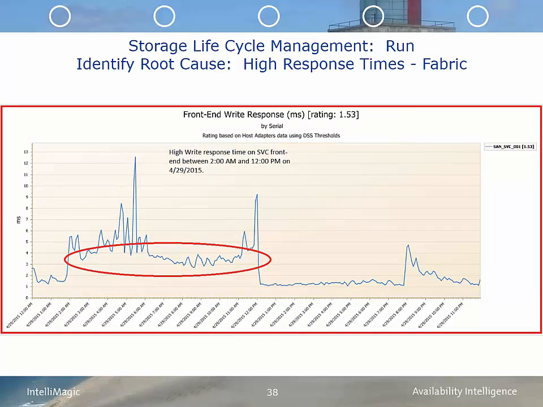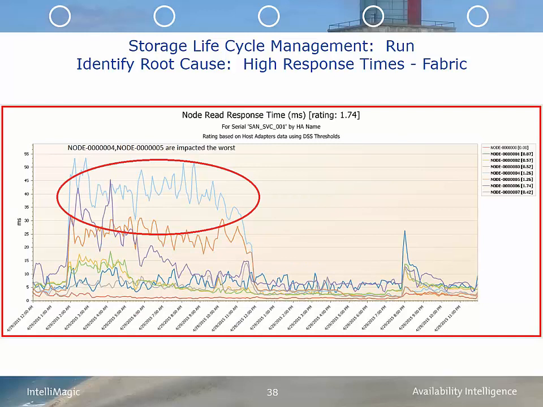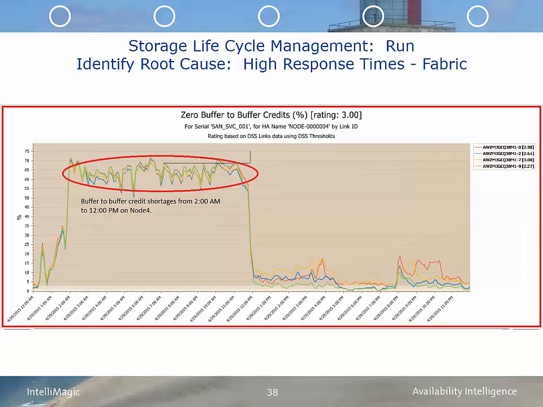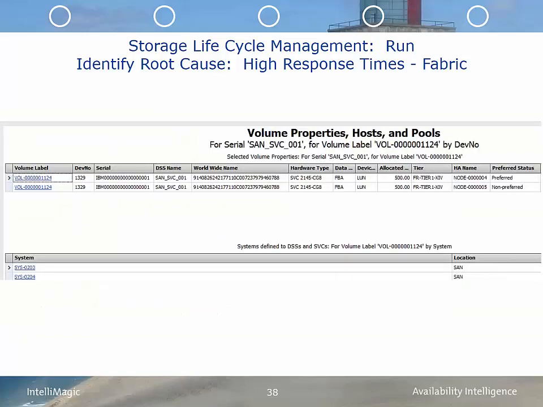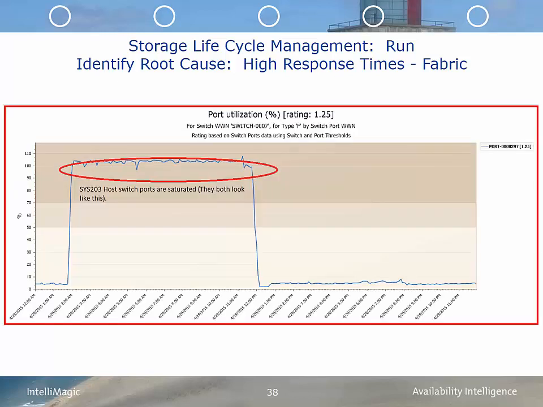Drilling down to the individual IBM SVC nodes, we could see that node 4 and node 5 were the most impacted by the read response time. Drilling down to node 4's ports, we can see significant buffer-to-buffer credit shortages during the same time period. We also noted a subset of the volumes had extremely high read response time. These volumes were all associated with the system named SYS0203. System 0203's switch ports were also saturated during the entire period.